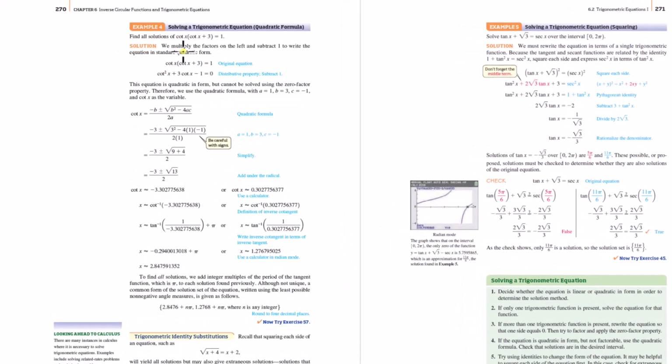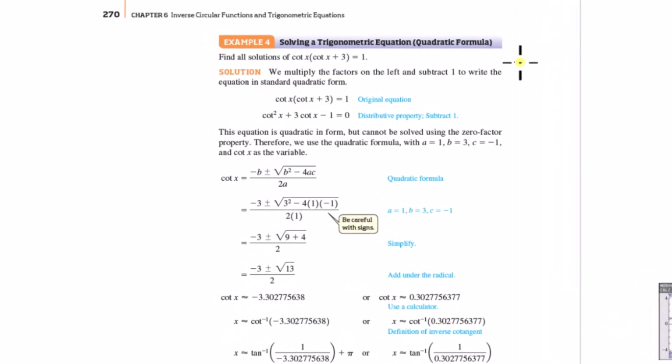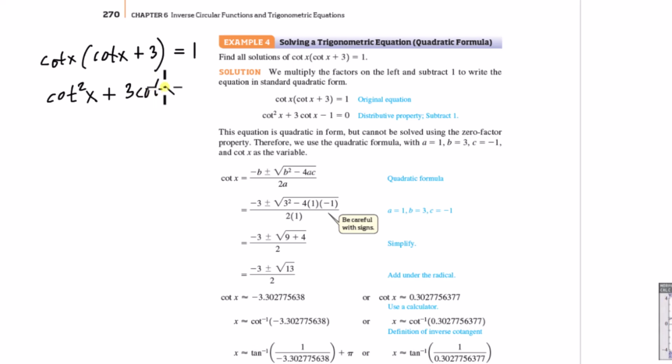Okay, what about this? Cotangent x. Okay, let's solve this. Well, let's just try and isolate the cotangent on one side, but it looks like that's not going to work. But, okay, we subtract 1 from both sides. We've got this quadratic form here.